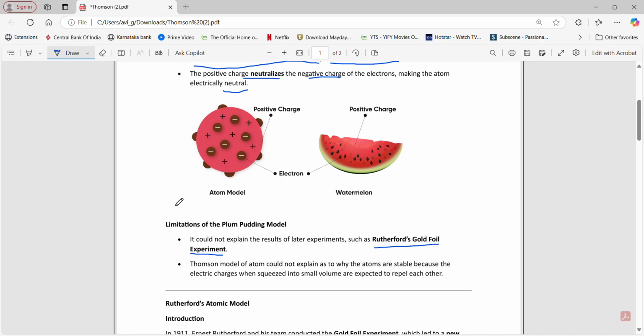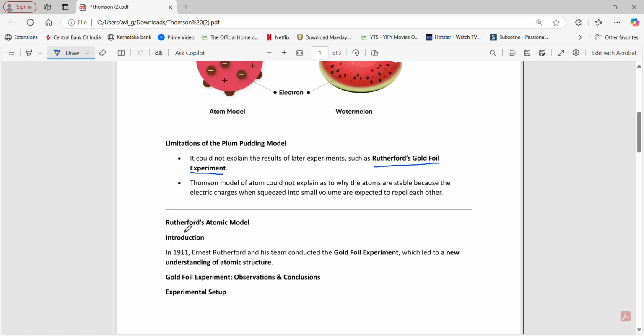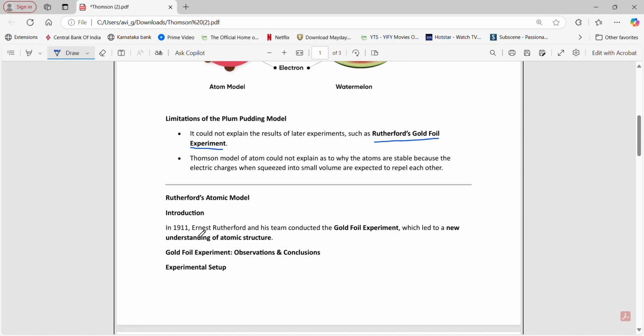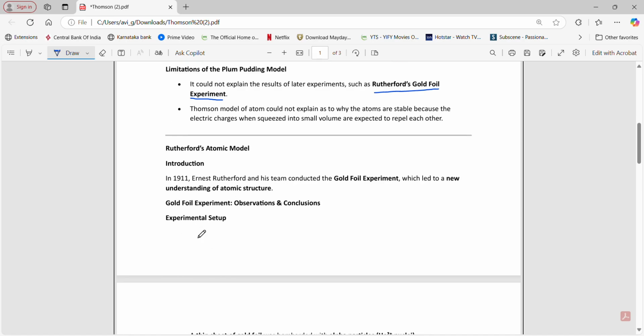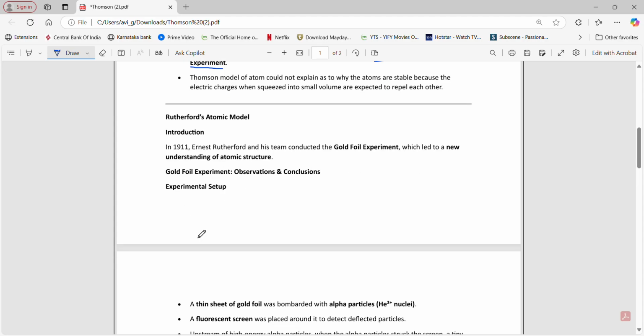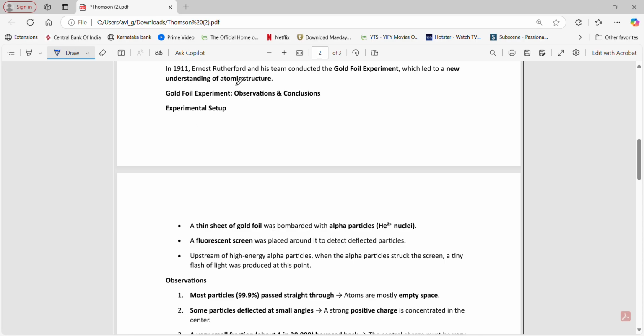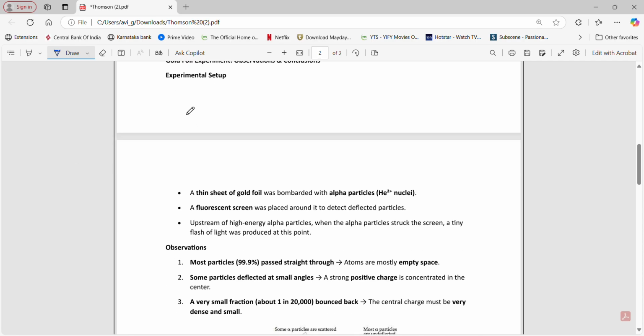So to replace this plum pudding model, Ernest Rutherford made a gold foil experiment, which we'll be discussing now. In 1911, Ernest Rutherford and his team conducted the gold foil experiment, which led to a new understanding of the atomic structure. What is a gold foil experiment? It was an experiment made by Ernest Rutherford and his team in 1911.